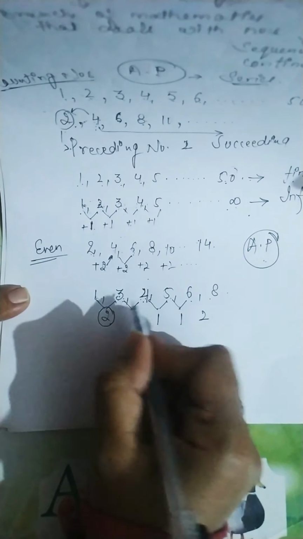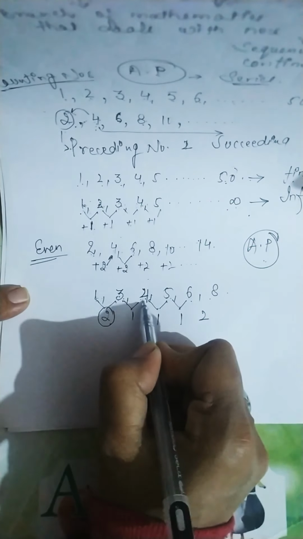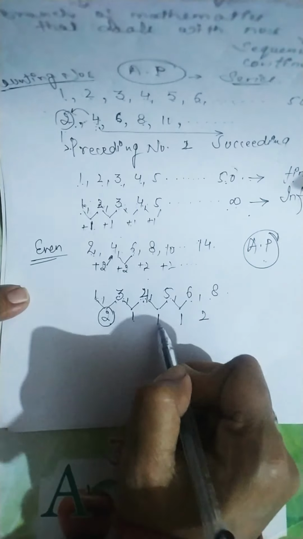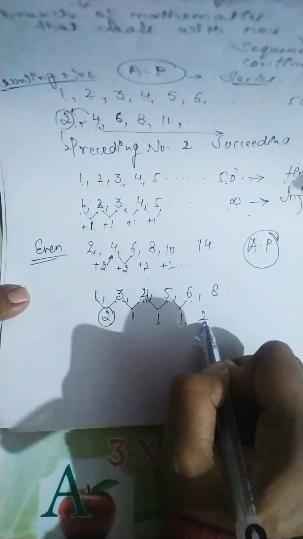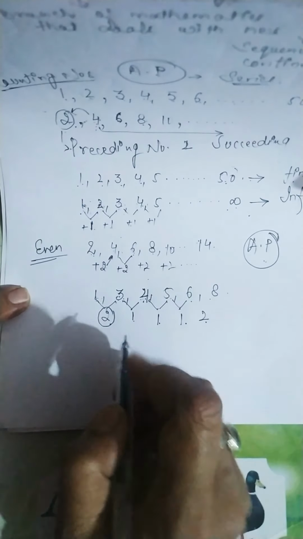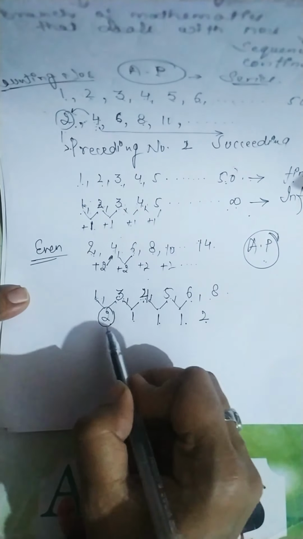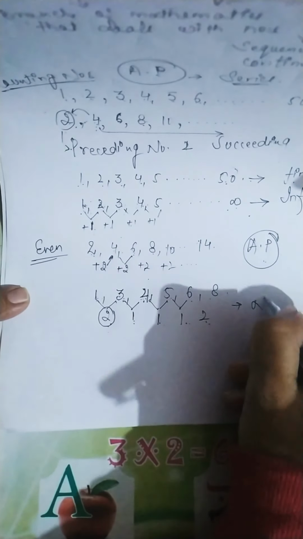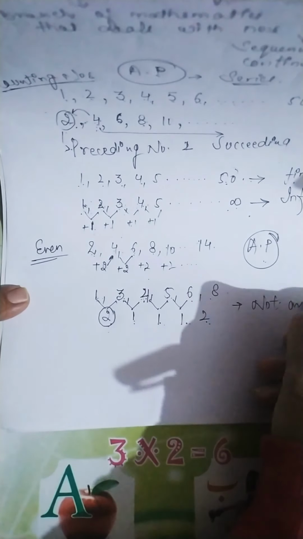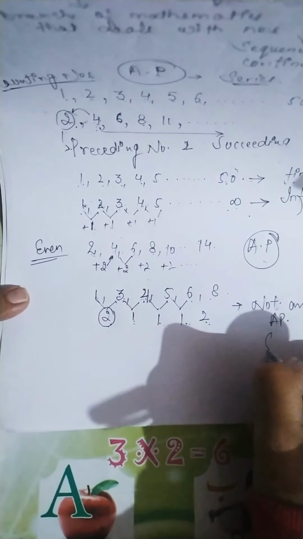Then as we move on to the next pair of numbers, we have a difference of 1. Then there's again a difference of 1. Then there's again a difference of 1. And then there's a difference of 2. So we notice here that the difference is not the same in each pair of numbers. So this is not an AP series.